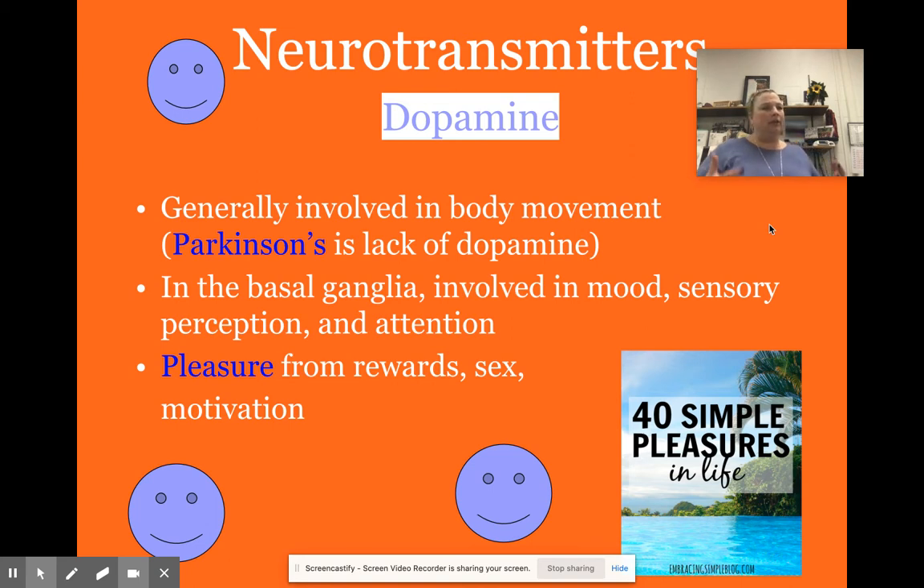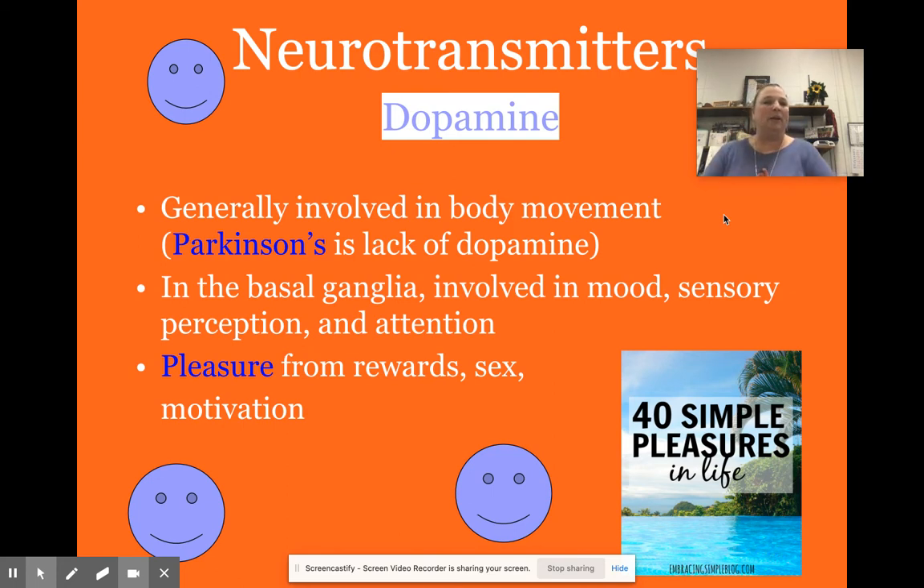Yeah, their hands will start to shake. They lose control of their muscles. So it makes sense then that their body movement would be affected. Okay. In the basal ganglia, we also are involving mood, sensory perception, and attention.